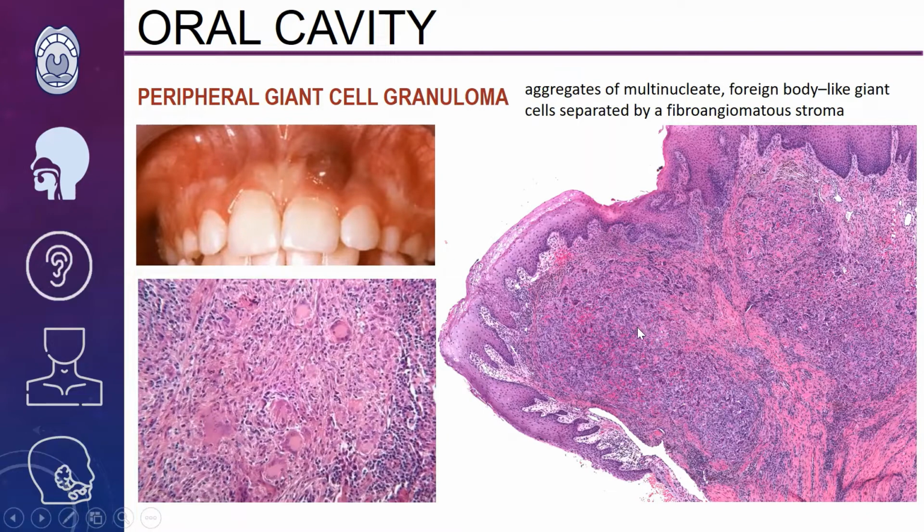Histologically, peripheral giant cell granulomas contain aggregates of multinucleated giant cells separated by a fibroangiomatous stroma. Although not encapsulated, the lesions are usually well circumscribed and easily excised. They should be differentiated from the central giant cell tumors found within the jaws and from the histologically similar, but frequently multiple, brown tumors of hyperparathyroidism.